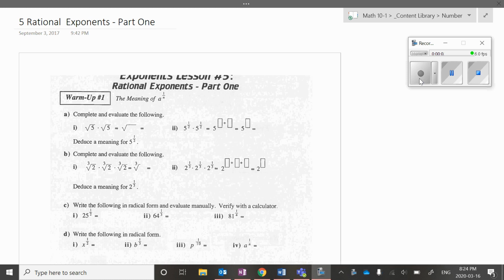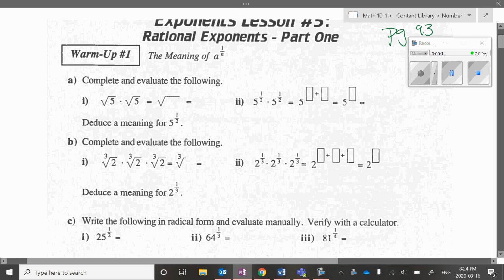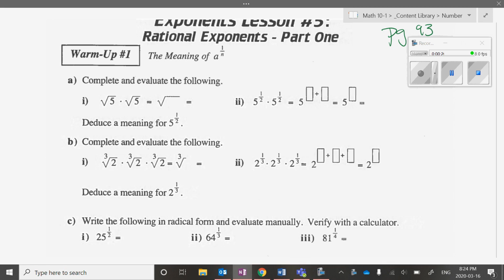Today we're talking about rational exponents part 1. This is page 93 of your workbooks. This first portion we could have done as a really good investigation. Due to the circumstances, we aren't, but it would have been a really good one. So I want you to try and put on your investigation hats and look for patterns.